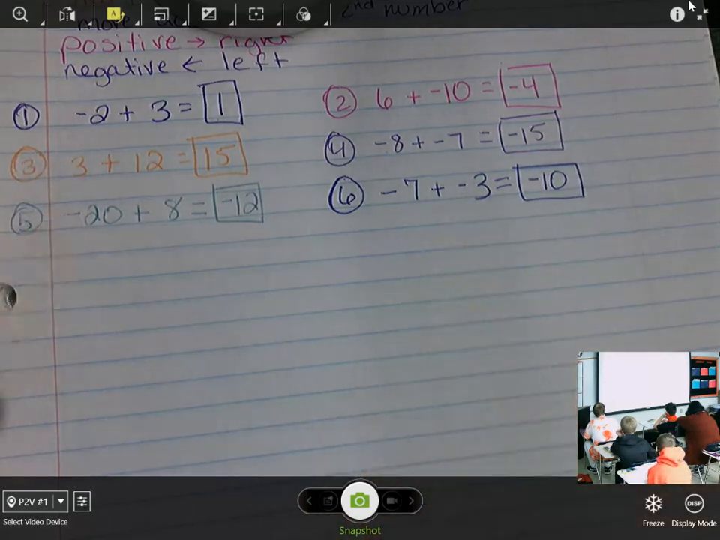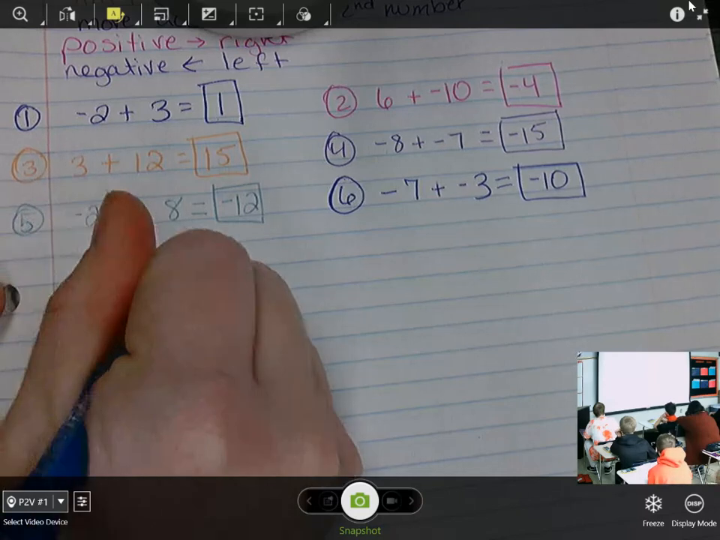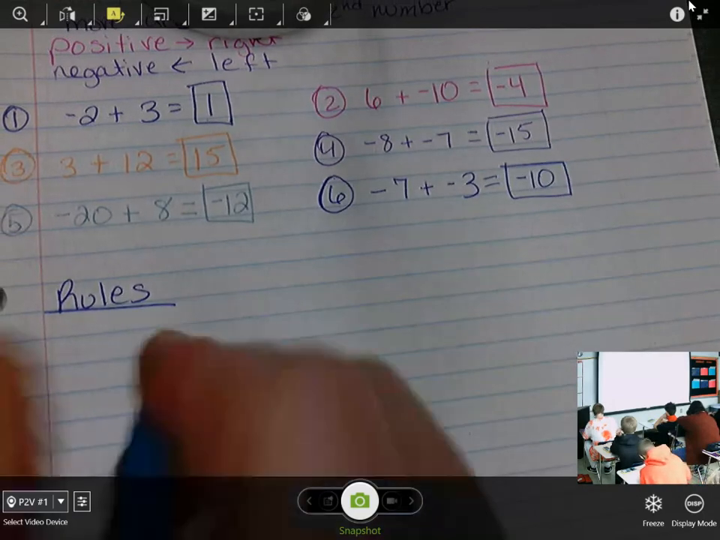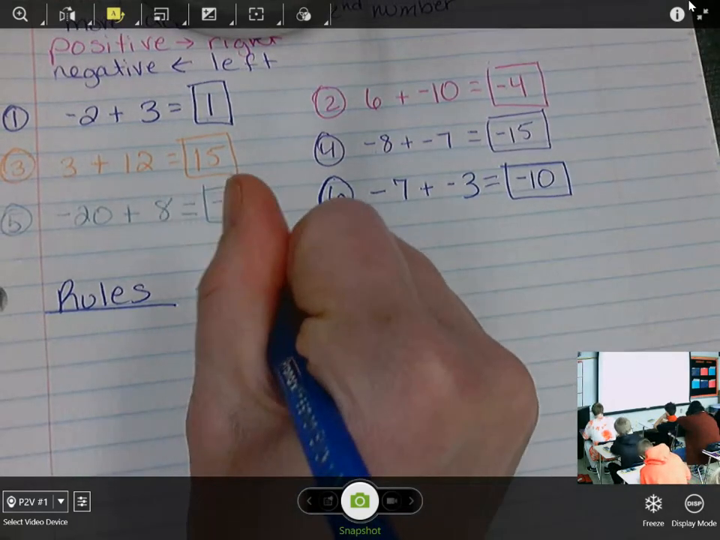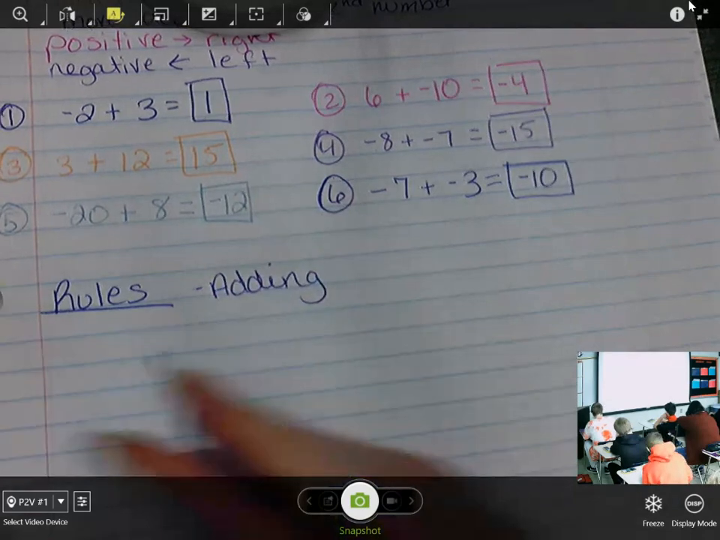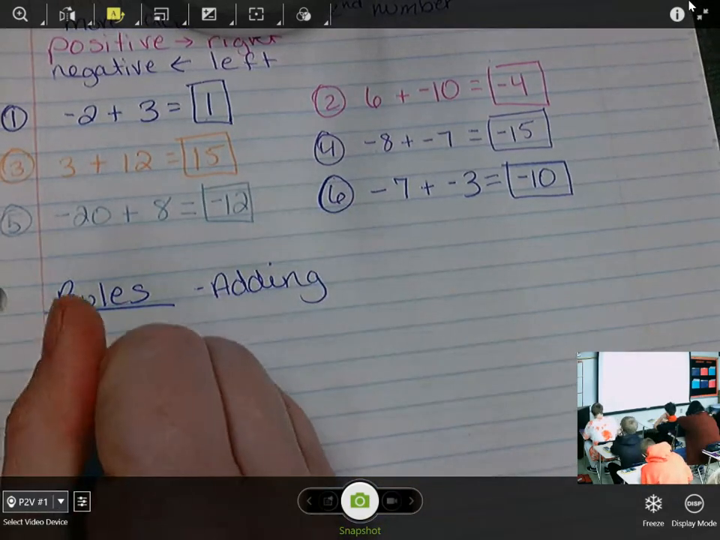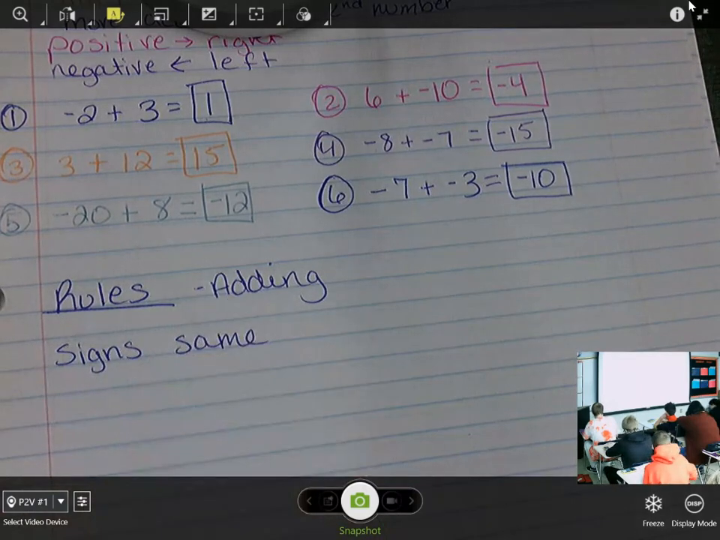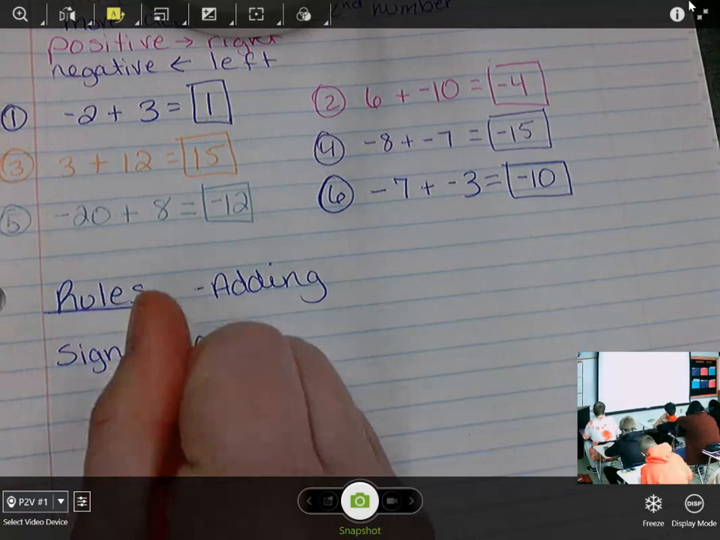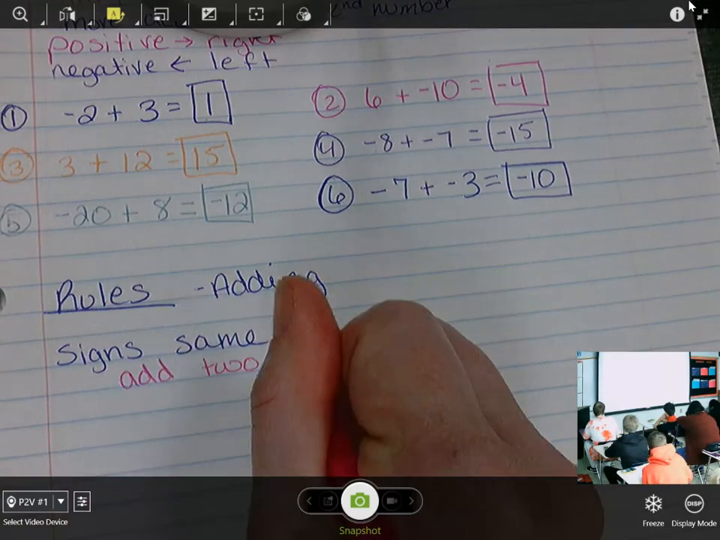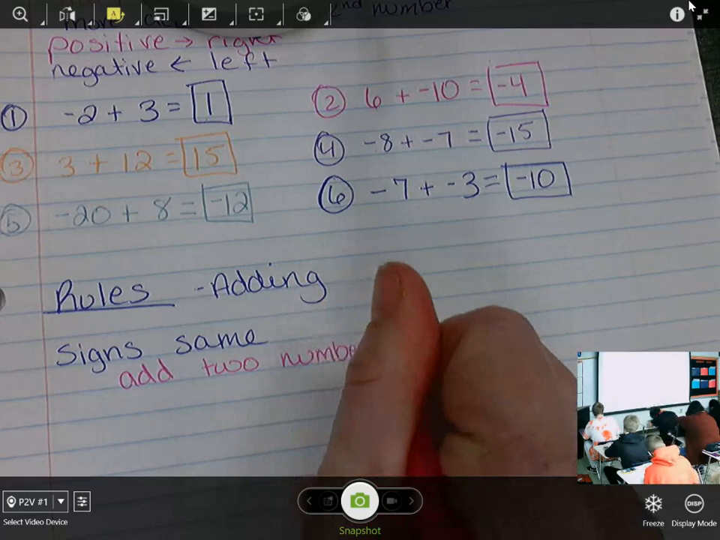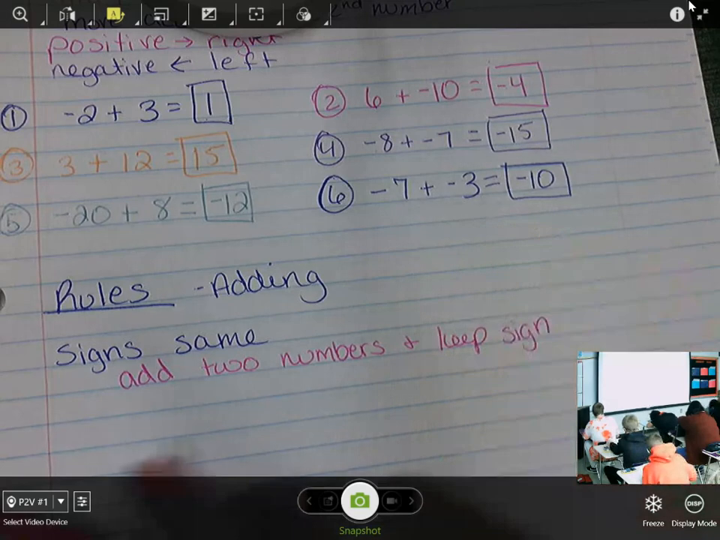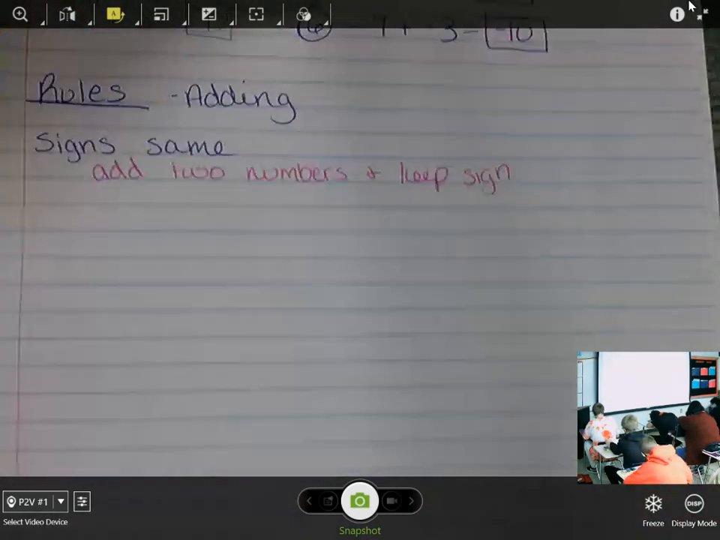So, here are your rules. I need you to write these rules down. Rules for when you're adding integers. If the signs are the same, then what you need to do is add the two numbers and keep the sign. So if the two signs are the same, you need to add the two numbers and keep the sign.